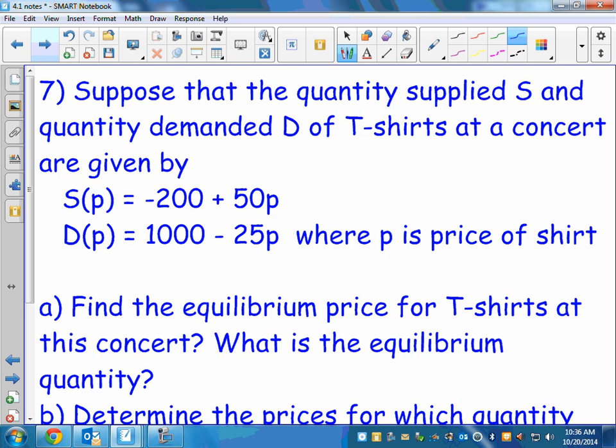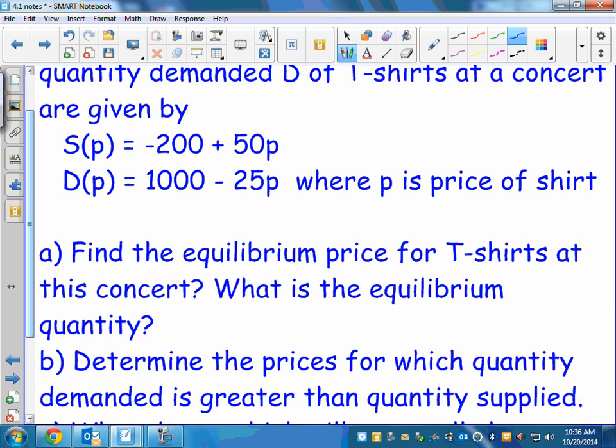Suppose that the quantity supplied S and the quantity demanded D of t-shirts at a concert are given by these functions, supply and demand, where P is the price of a shirt. Part A, find the equilibrium price for t-shirts at this concert. What is the equilibrium quantity? Okay.